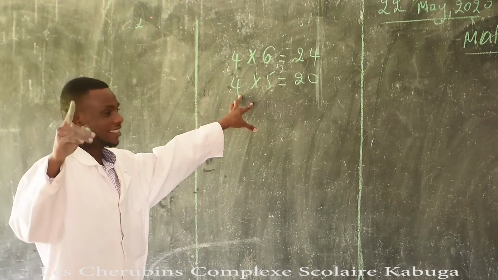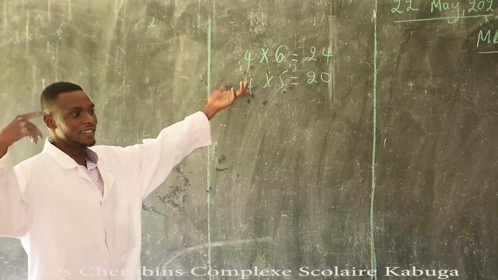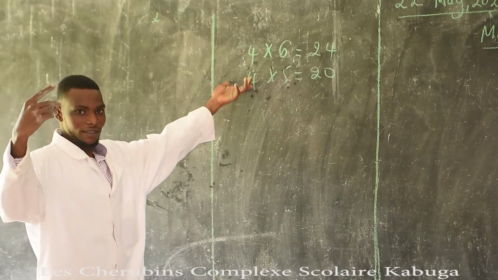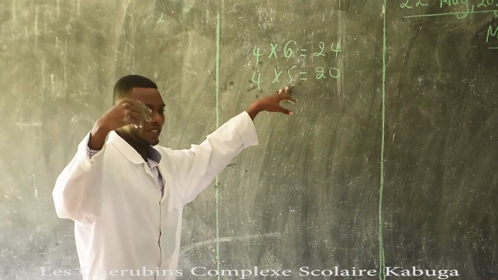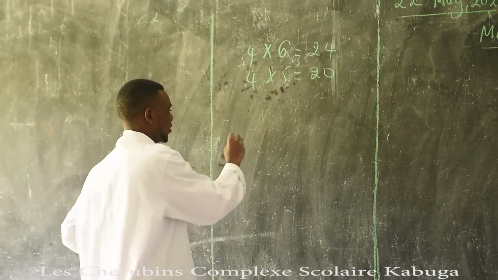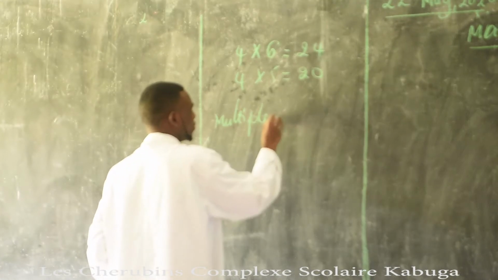Yes. The first multiple of 4 is 4. 4 times 1 is equal to 4. 4 times 2 is equal to 8. So let's try to write multiples of 4.